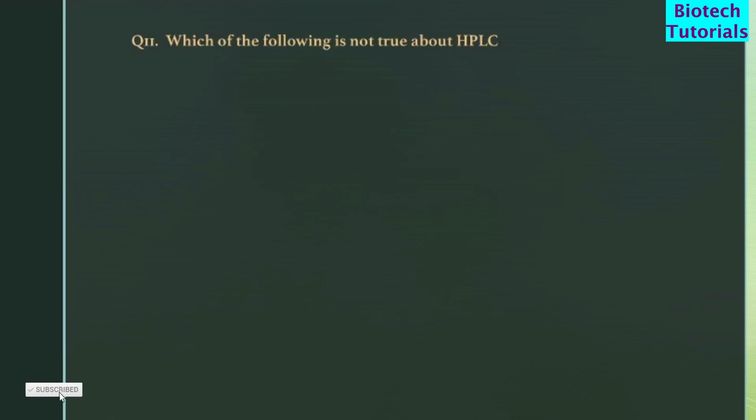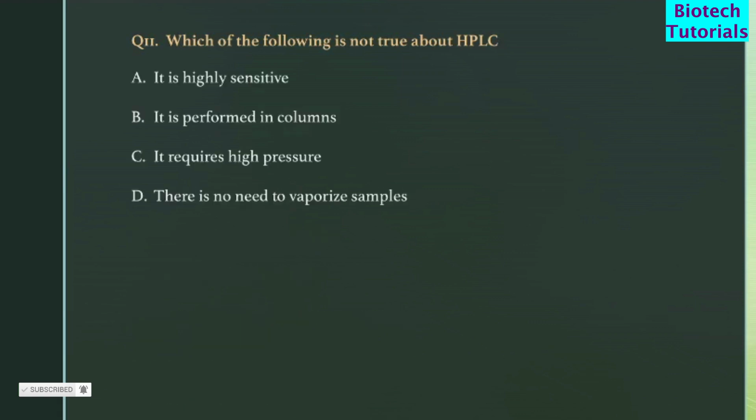Which of the following is not true about HPLC? It is highly sensitive, it is performed in columns, it requires high pressure, and there is no need to vaporize samples. You have to tell which one is not true.